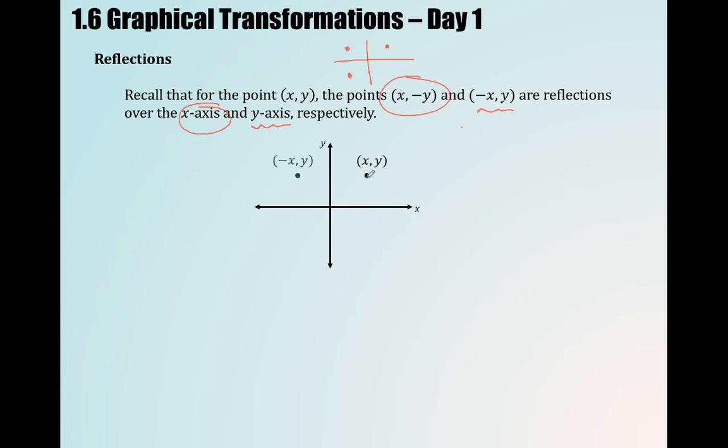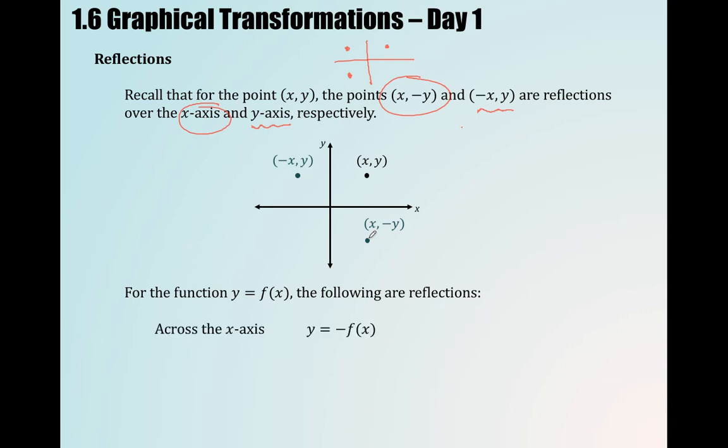So if I have xy and I reflect it over the y-axis, I get negative x, y. If I reflect it over the x-axis, I get x, negative y. For the function y equals f of x, the following are reflections. If I reflect it across the x-axis, the y value becomes negative. The entire function is going to go in front of my output, so I'm going to negate the entire thing: negative f of x. If I'm reflecting over the y-axis, I'm just going to negate the input. I am negating, or doing the opposite of, the input, the x value.